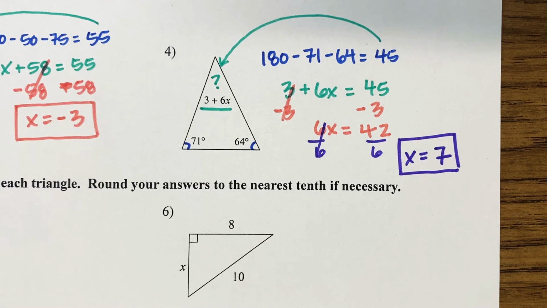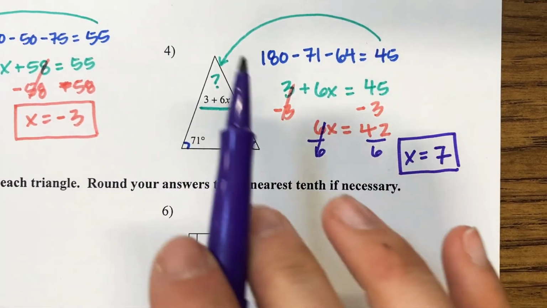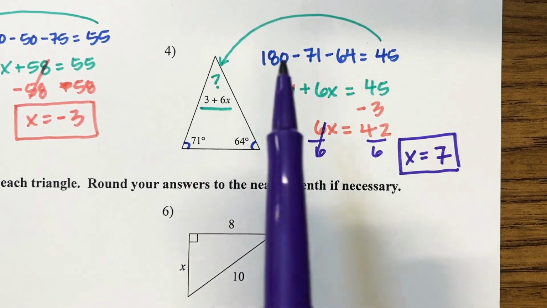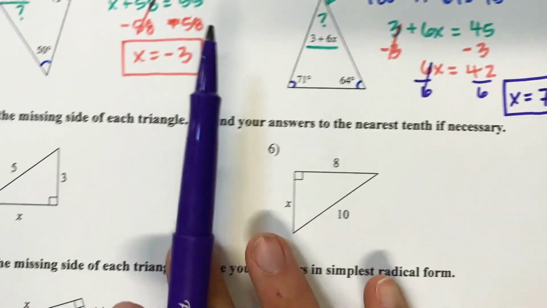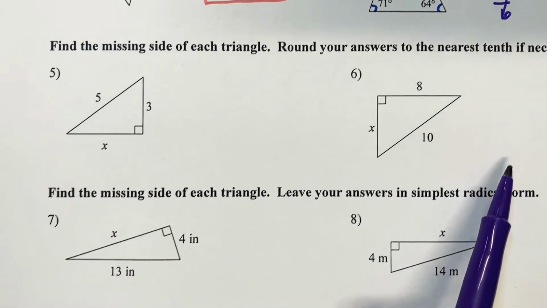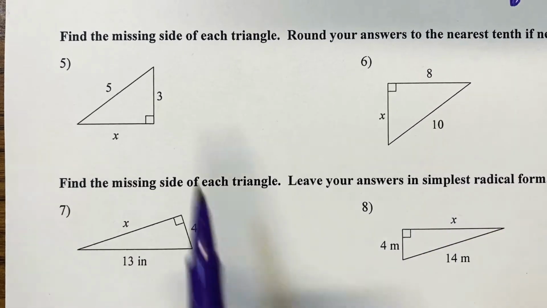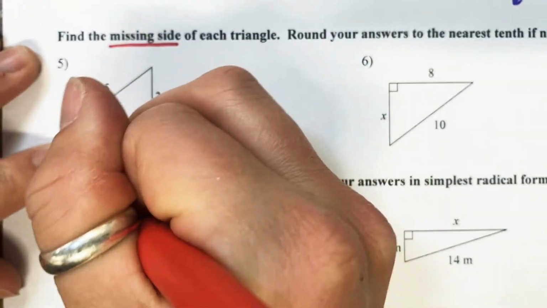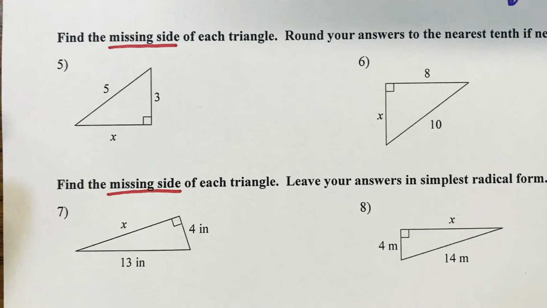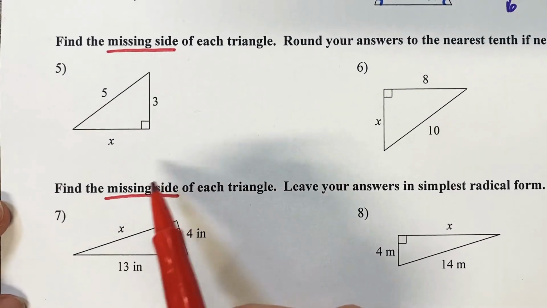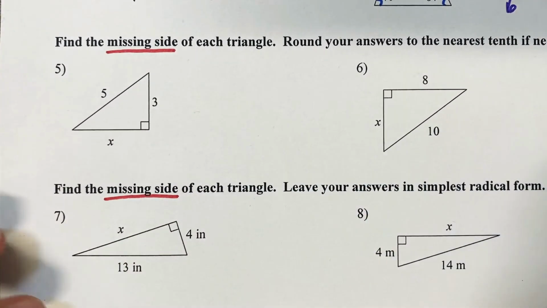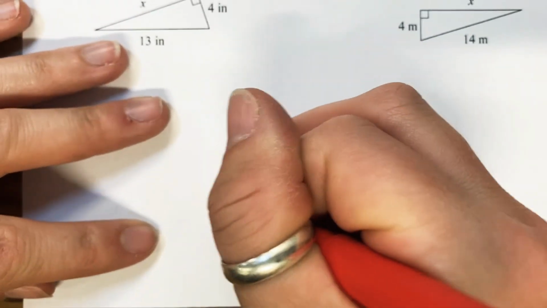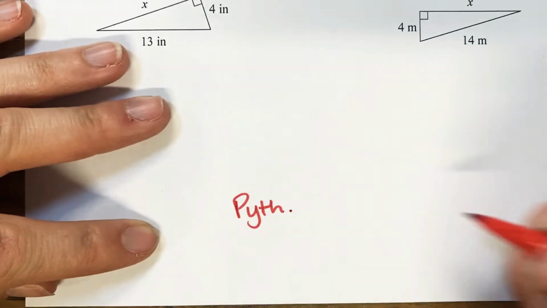That's where we were trying to find a missing angle of a triangle, because we know that all angles have to equal 180 degrees. Well, let's look at numbers 5 through 8. Now it's not asking us to find missing angles, it's asking us to find missing sides. In order to find missing sides of right triangles, where there's a right angle in them, we have to use what's called the Pythagorean Theorem, which you should remember a little bit from last year.